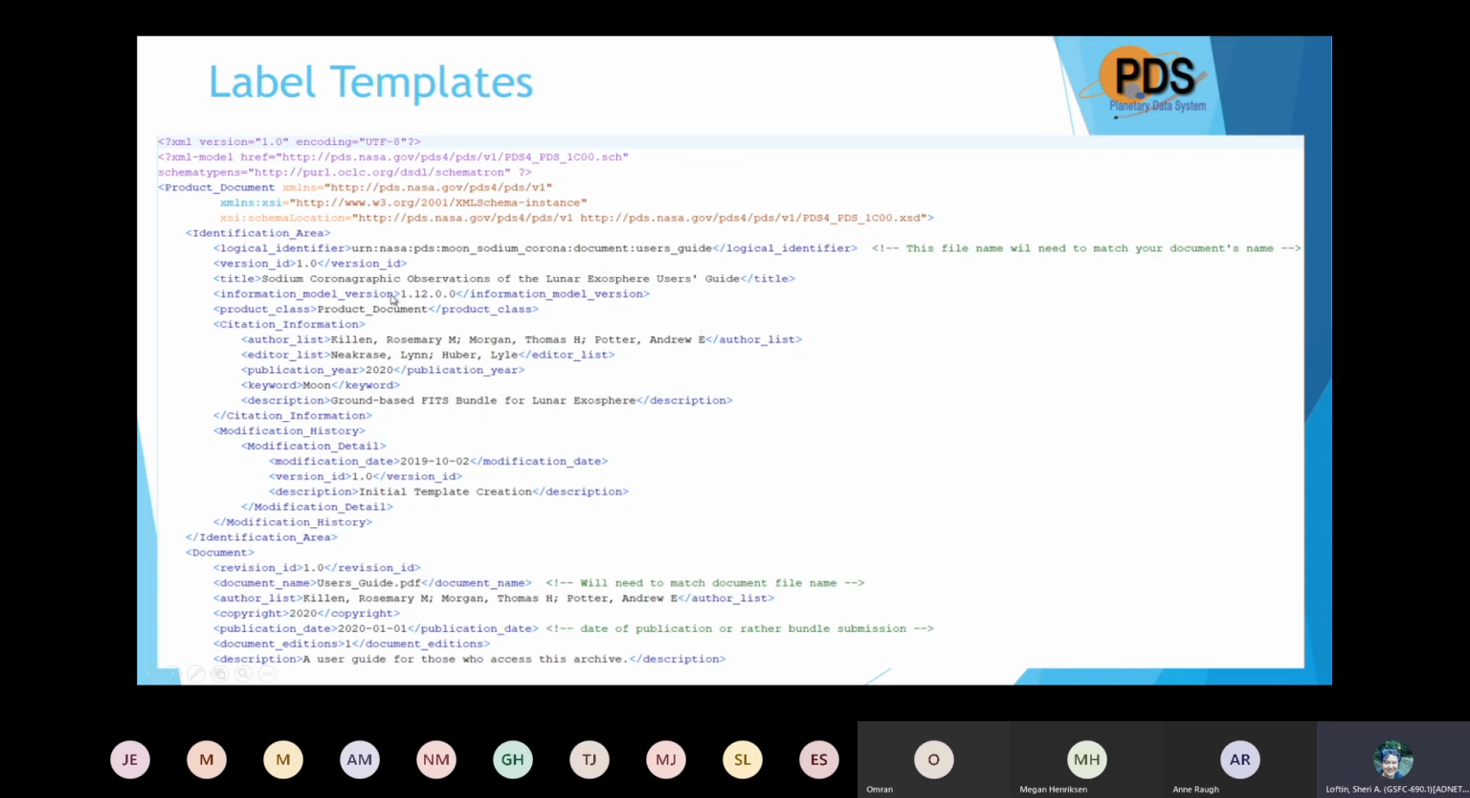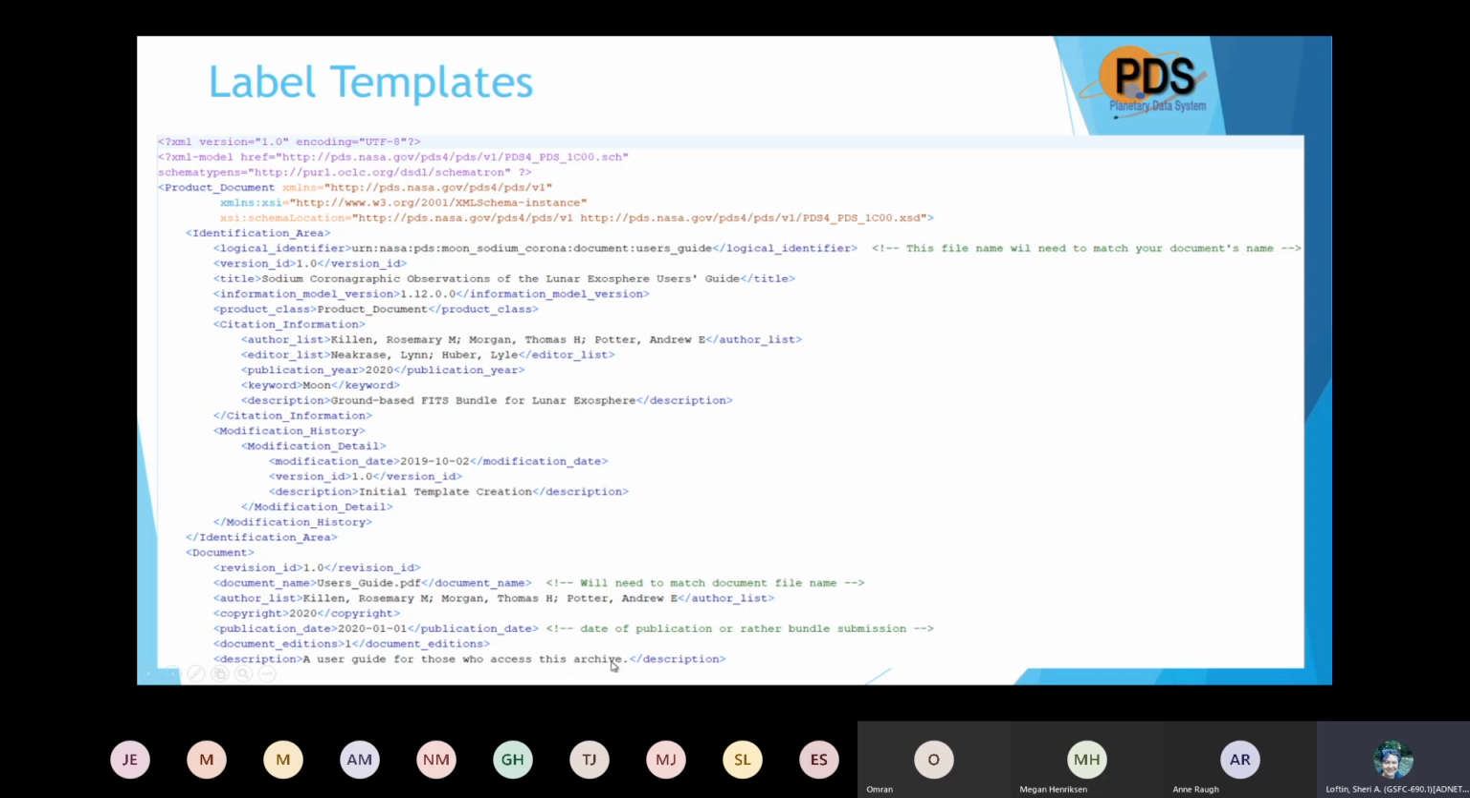The information model version is not going to change. Product document's not going to change. The authors are not going to change. The editor is likely not going to change. You're hopefully going to get most of it out in one year, but if there's a long mission, that might change. What you're studying is probably not going to change. And then you've got your description. So for a whole group of label files, these are going to be very similar. This particular one has to do with the user's guide, so that's kind of nice. And the descriptions are really nice.